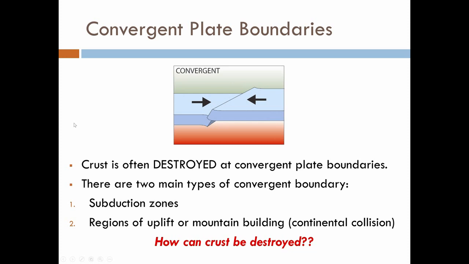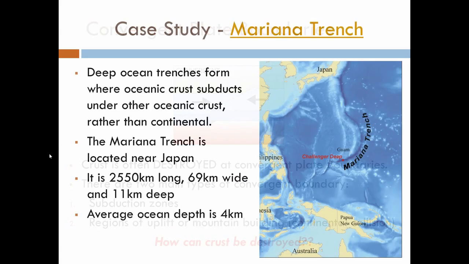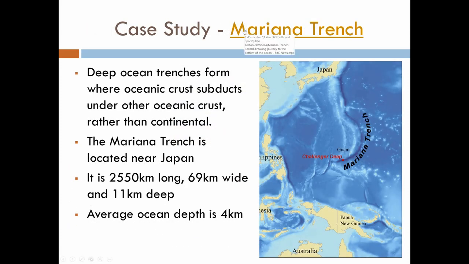So we've just gone back to this slide again because of the case studies we're about to have a look at. So we're looking at convergent plate boundaries, subduction zones, and regions of mountain building. Those two things we're going to look at. So the first place we're going is to the Mariana Trench. There's a link to that video in the description.